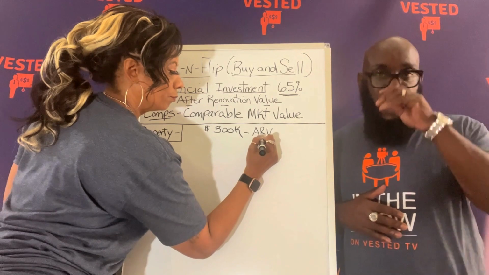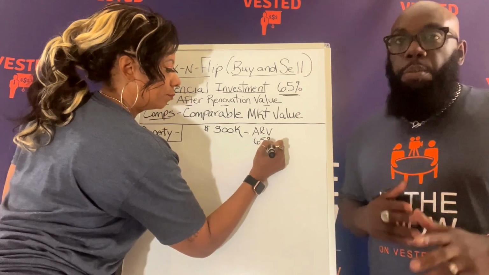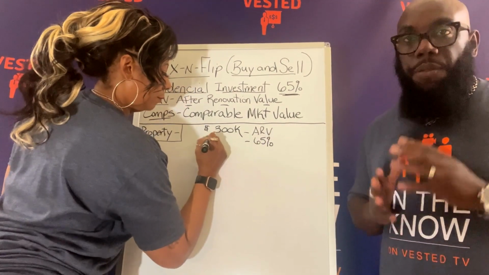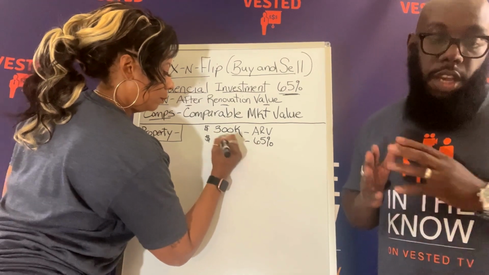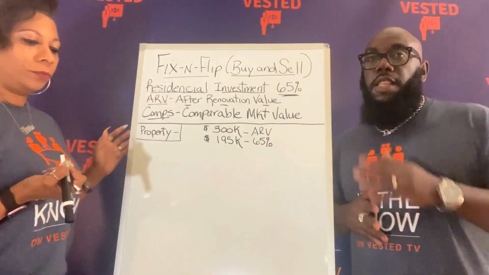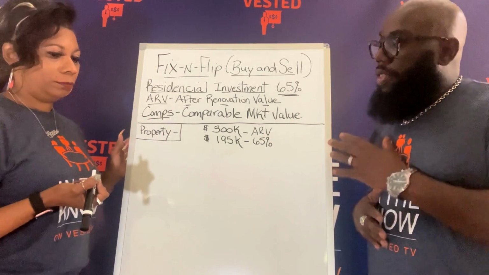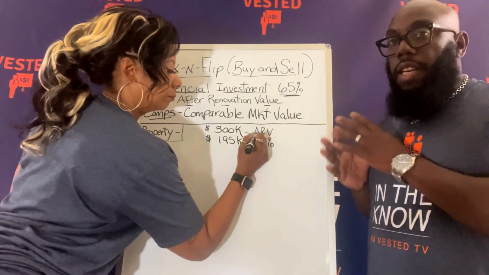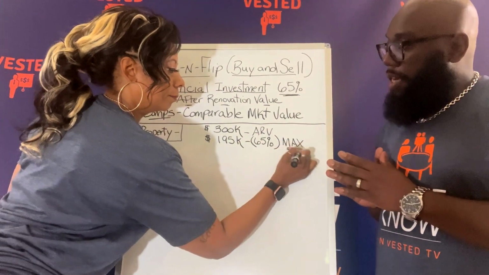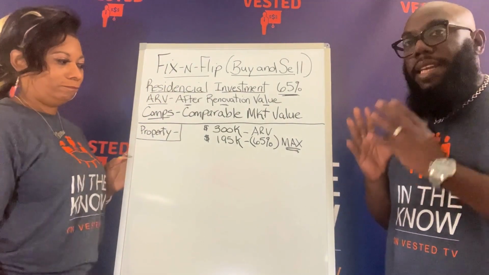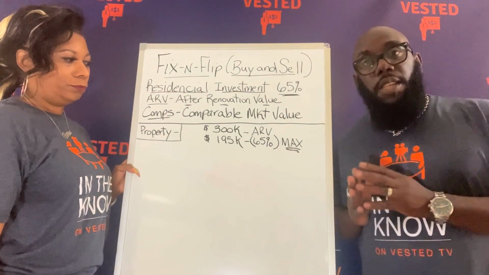195,000. So you can get your calculator, you can double check me. But 65% of 300,000 is 195,000. This number is important because this is your max number that you can invest into this property. That's your max number. Now, what's the next important number to this equation?